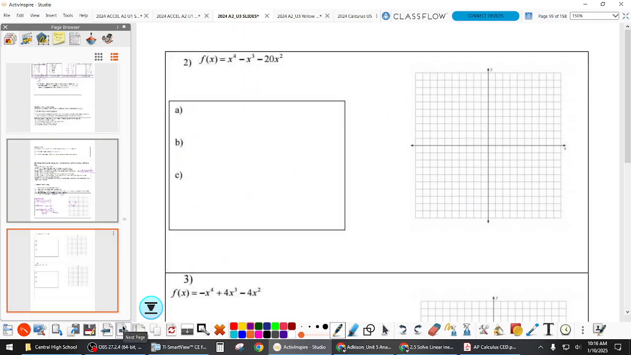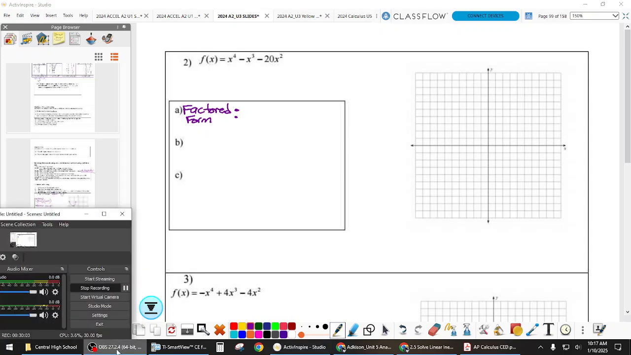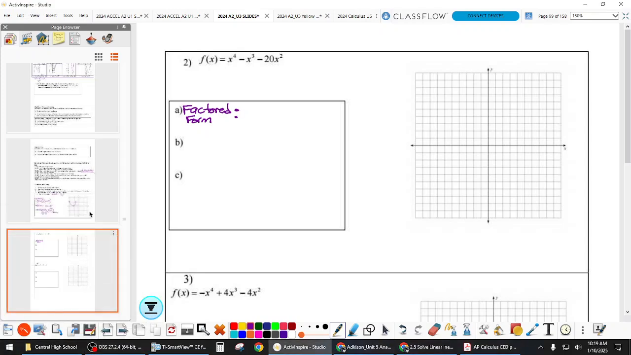So we want to write it in factored form. I'm going to give you a second to do that. Maybe do your work here or so. So take a minute, and that's fine. So, like I said, we want to look for a GCF, which in this case is x squared.